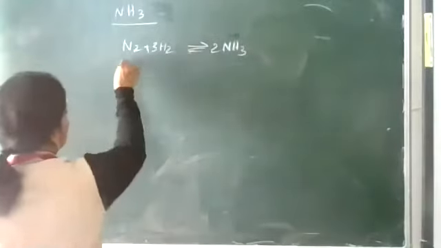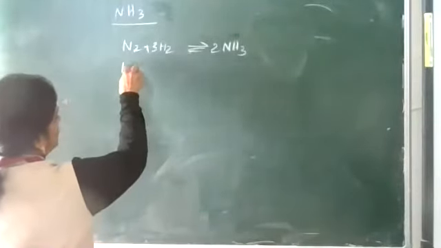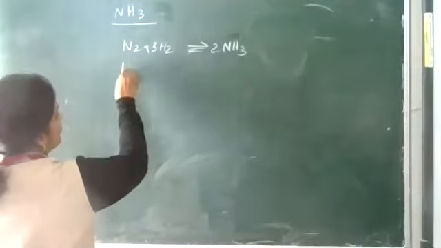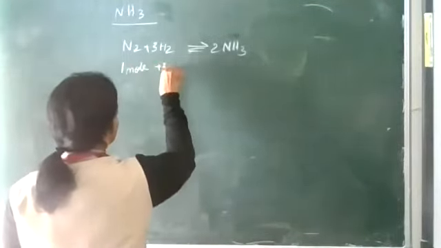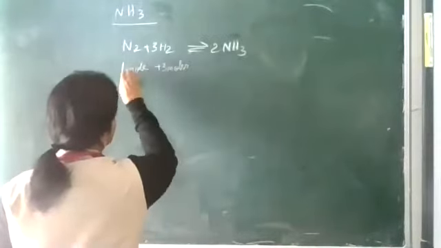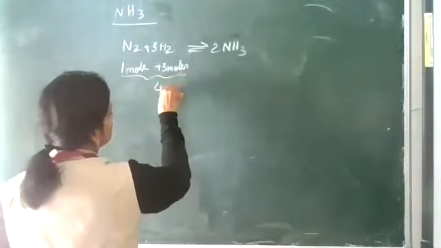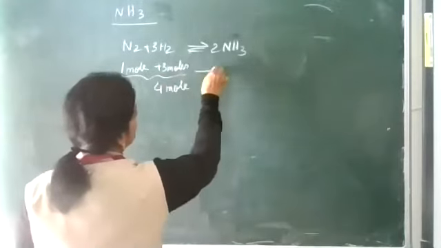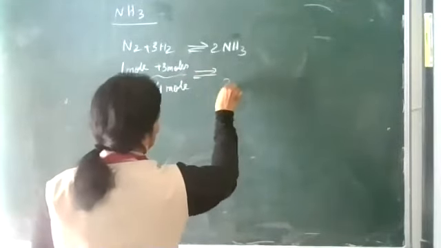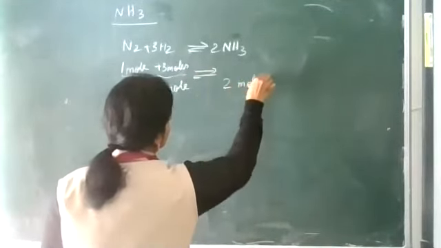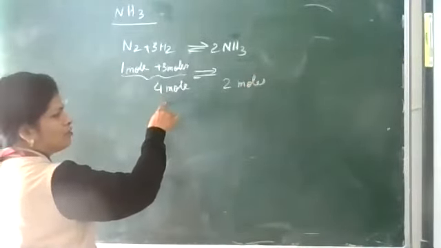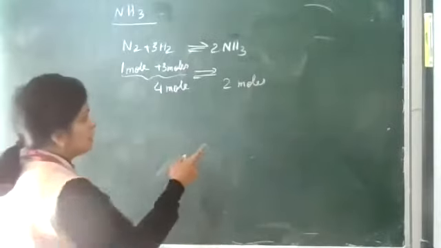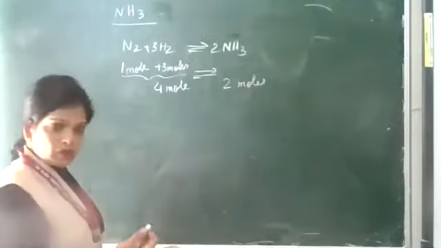So here, one mole, you can say that it's a number of moles. One mole of nitrogen combines with 3 moles of hydrogen. That means all together 4 moles, and here only 2 moles. You know that higher number of particles, higher pressure; lower number of particles, lower pressure.